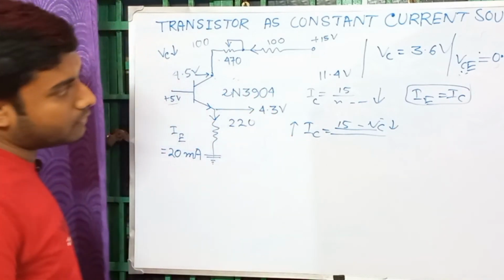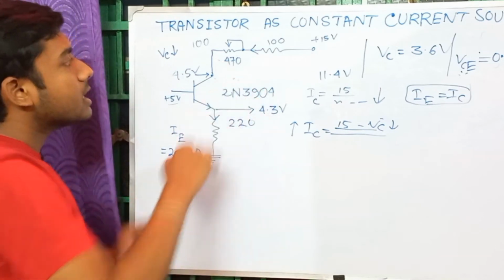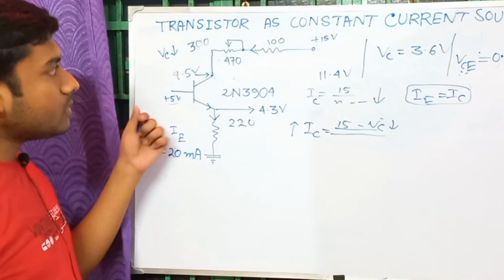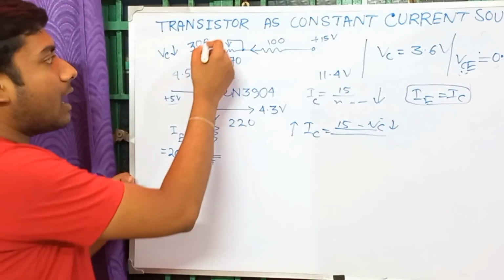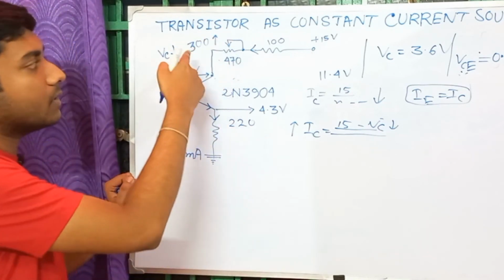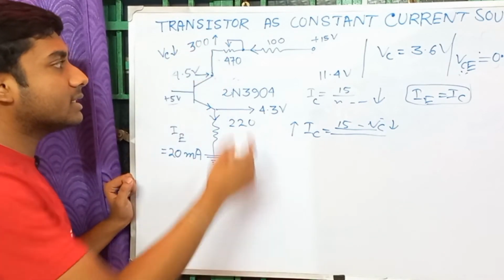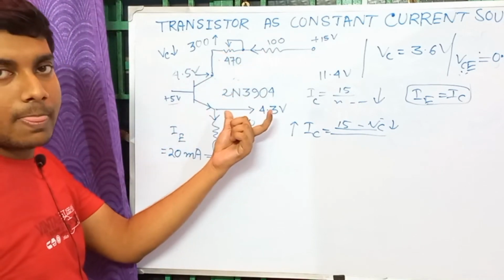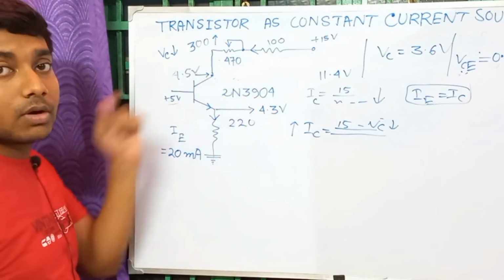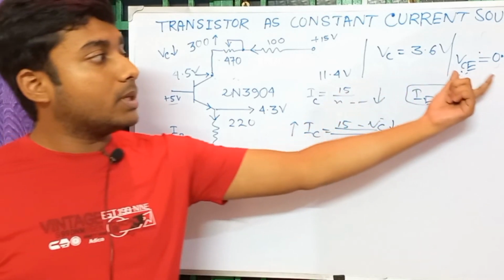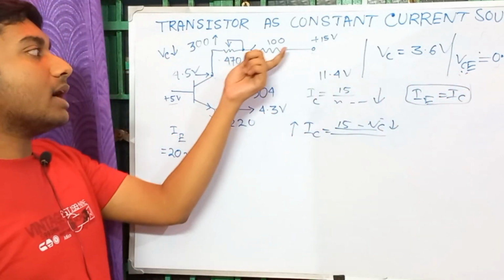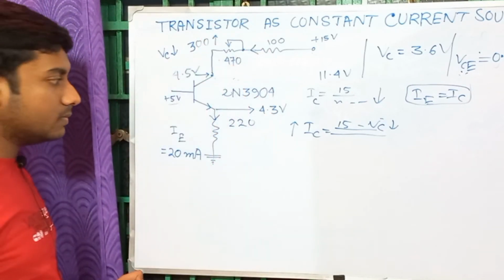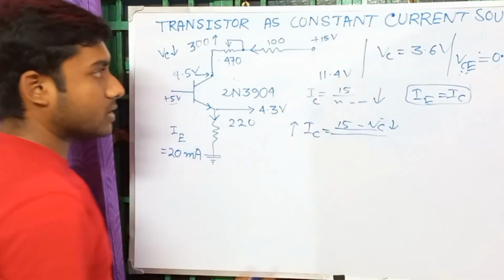Why a constant voltage source? Suppose this case appears at 300 ohm. Then when you increase this resistance, the current will decrease to maintain the VC constant. Then this voltage will be constant, but the current will vary, the current will decrease due to the increase in the resistance. So then it will not work as a constant current source.